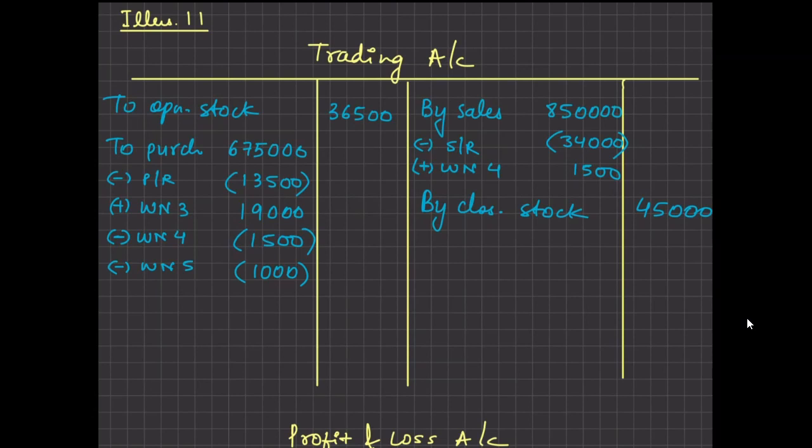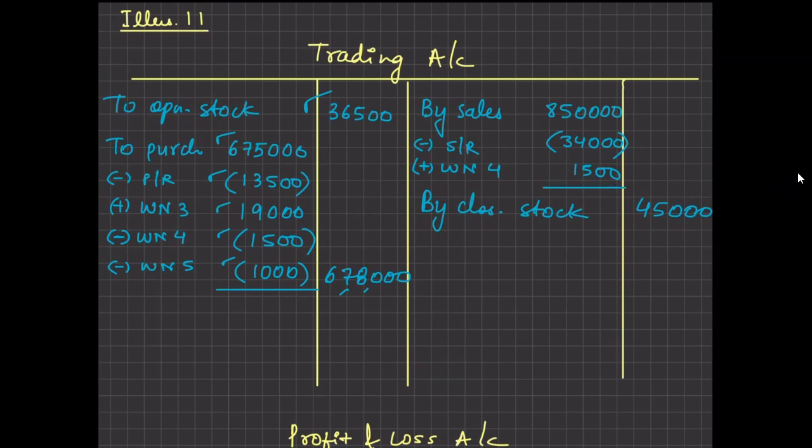Let's go to the trading account first. 36,500. That is your opening stock. Then you have purchases 675 minus 13,500 plus 19 minus 1,500 and minus 1,000. The total would be, what would be the total? Give me the answer. 6,78,000. So that would be your purchases.